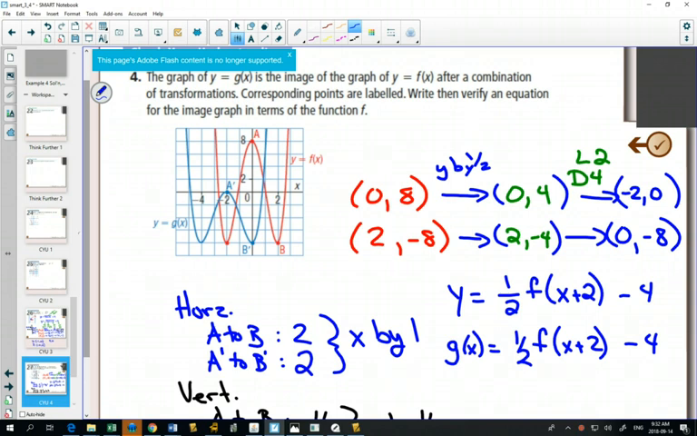If you wanted to verify that this works, you could check. Do we multiply y values by half? Yes. Do we move them left 2 and down 4? Does that match up with the corresponding points on our actual graph? Yes.